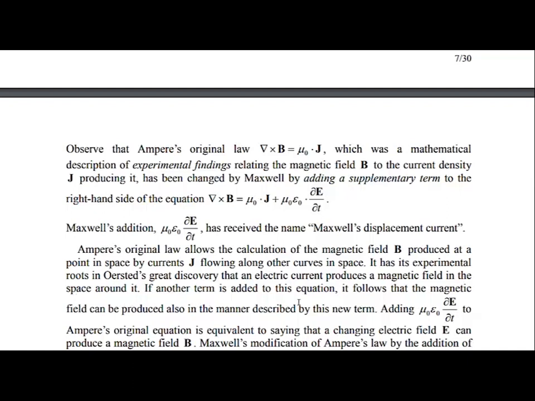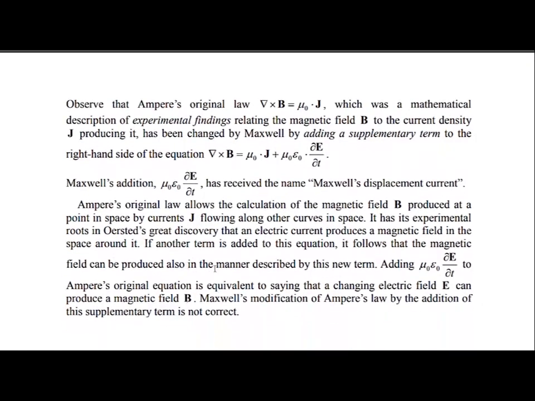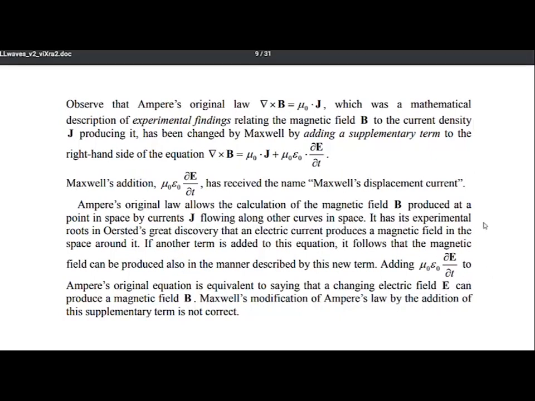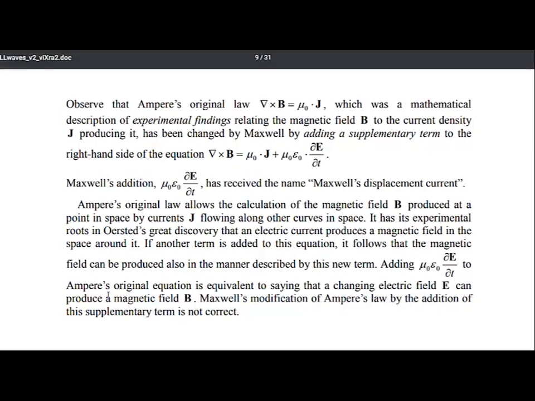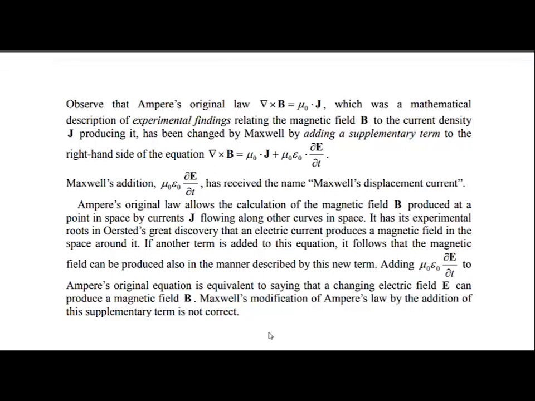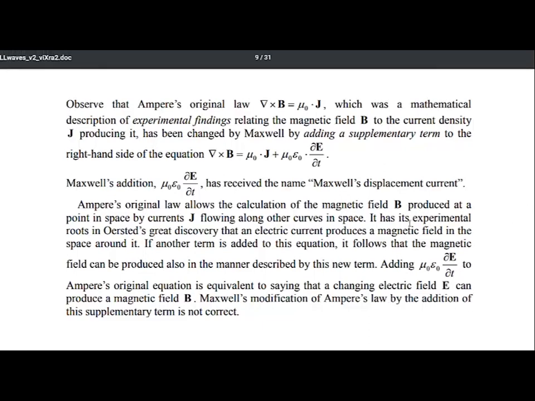Ampere's original law allows the calculation of a magnetic field produced at a point in space by currents flowing along other curves in space. It has experimental roots in Oersted's great discovery that an electric current produces a magnetic field in the space around it. If another term is added to this equation, it follows that the magnetic field can be produced also in this manner described by this term. Adding this term to Ampere's original equation is equivalent to saying that a changing electric field can produce a magnetic field. Maxwell's modification of Ampere's law by the addition of this supplementary term is not correct, according to Ionel and the information he provides in this paper.